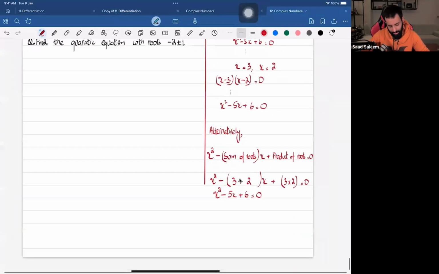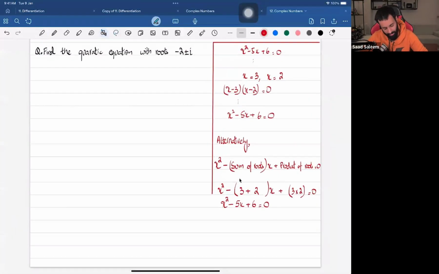So long story short, the alternative method is this. Let's rewrite it. The alternative method is that you have x squared minus sum of roots into x plus the product of roots. Now, how does this work? We're going to talk about that some other day.